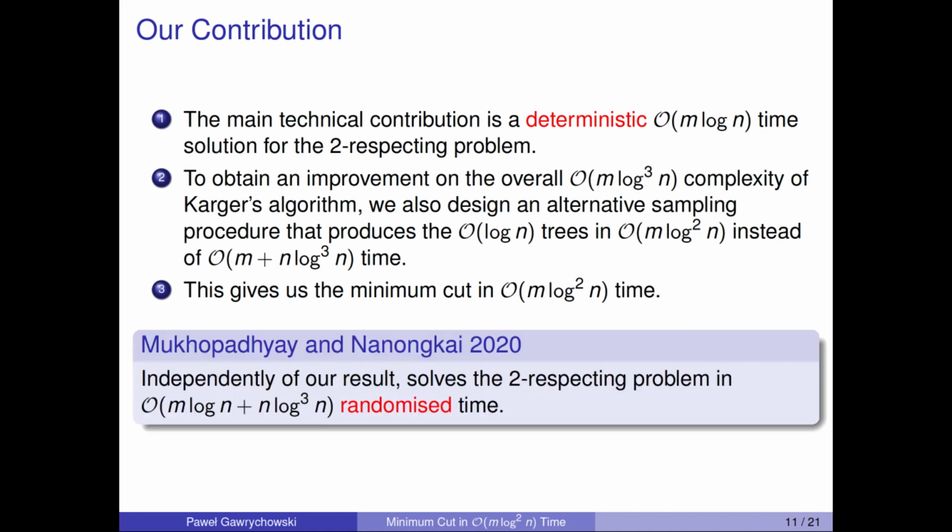I should also mention that independent of our result, there was another paper that showed how to solve the 2 respecting problem in m log n plus n log³n. However, this algorithm is randomized, and it's not always an improvement on Karger's bound because of this n log³n.